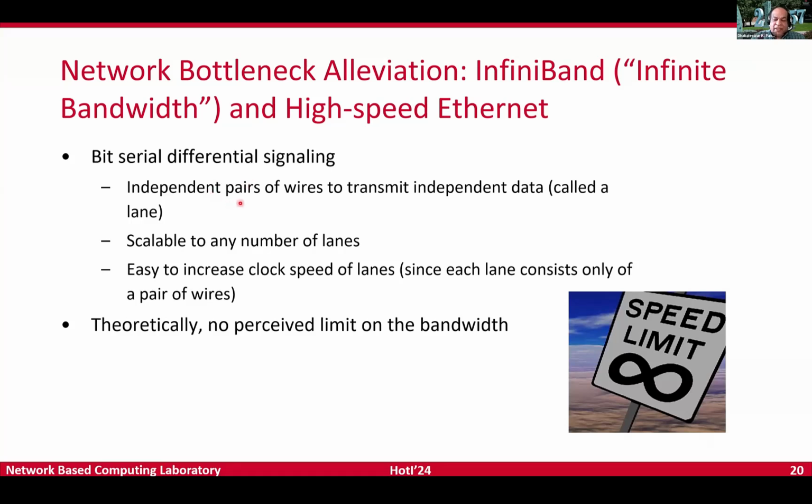Okay, so it was an independent pair of wires to transmit independent data, and in the information literature, it's called a lane. So you can think of it like an independent pair. They are actually twisted and covered, and then you can have any number of lanes to put in a bigger cable. So it still has 2 degrees of freedom: you can change the clock speed of the lane, and you can have more lanes.